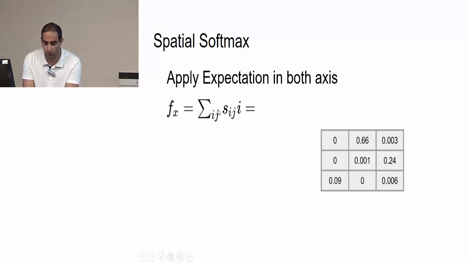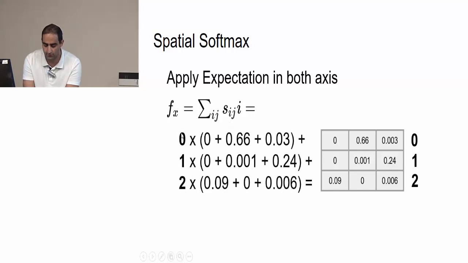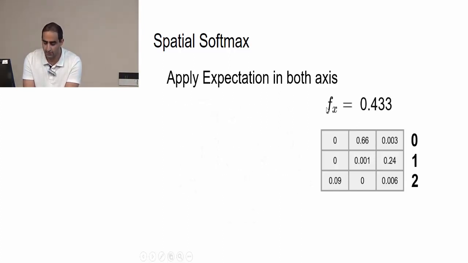The expectation formula is as follows. The Sij is the output of softmax for element ij, and i is just the row number. So here it is row 0, this is row 1, and this is row 2. And we just multiply these values with their row numbers, and it gives us a number. And this number is near 0, where the maximum was. And this is our fx.